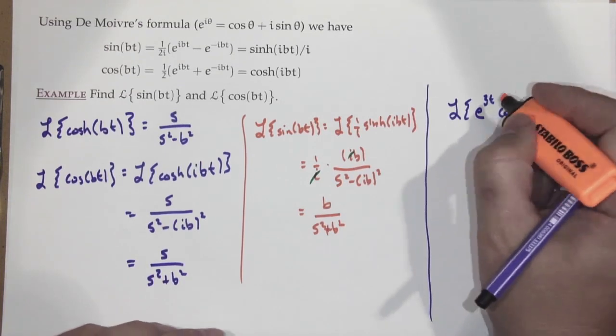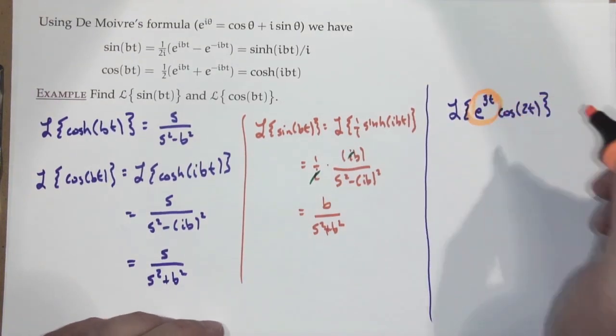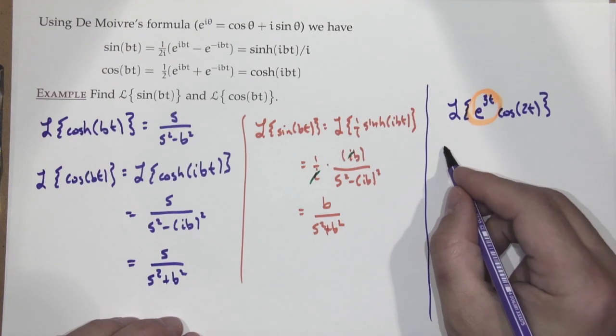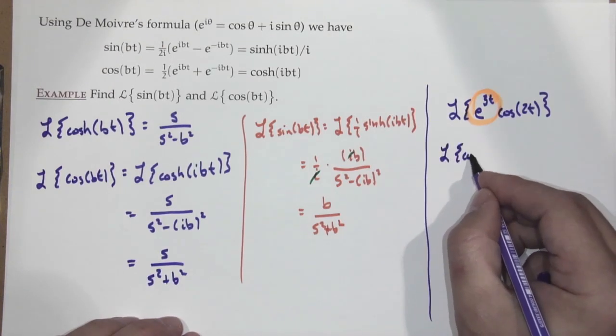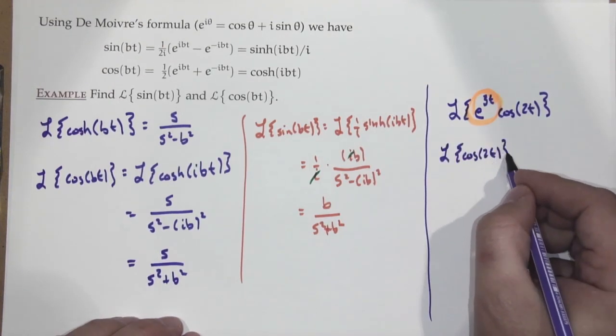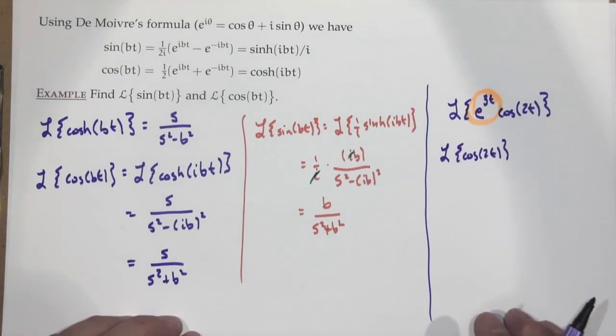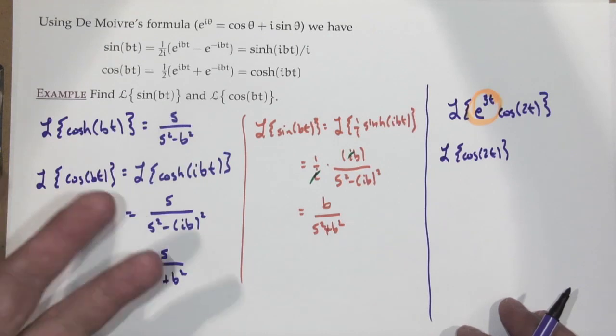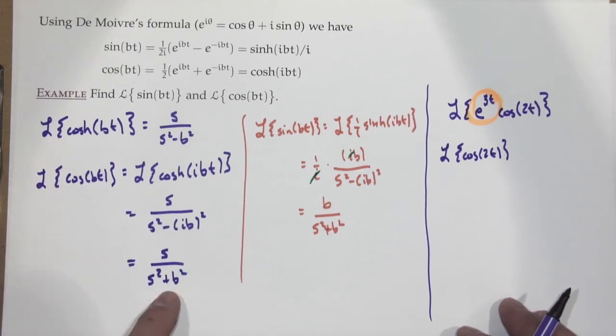Do you remember what this does? e to the 3t. What's the effect of multiplying by an exponential function? It's a shift. So what you can think of is you can say, hey, I'm going to start with the Laplace transform of cosine of 2t. Well, can we find that? Yeah, we look it up. We say, okay, we found the Laplace transform. It's on our lookup table. What would this be?